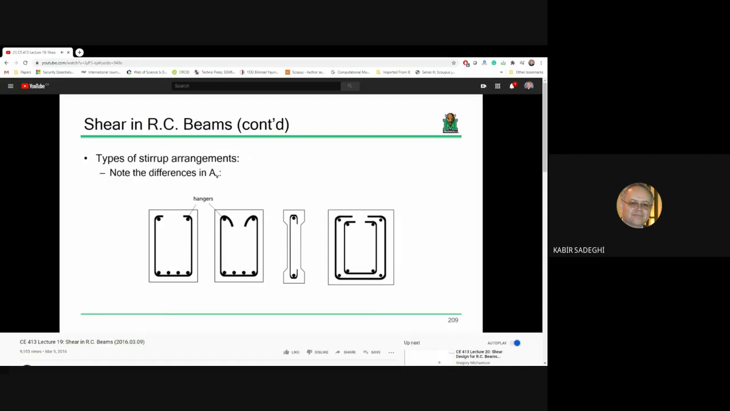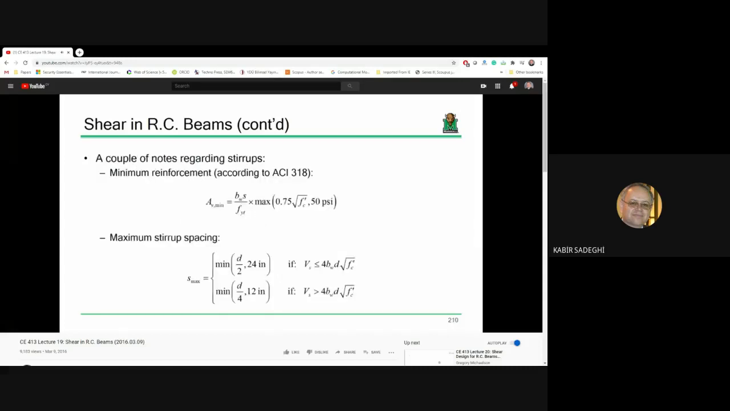This would be the area of two bars. This would be the area of two bars. This would be the area of one bar. This would be the area of how many? Four. All right. Does that make sense? Okay. Everybody good so far?